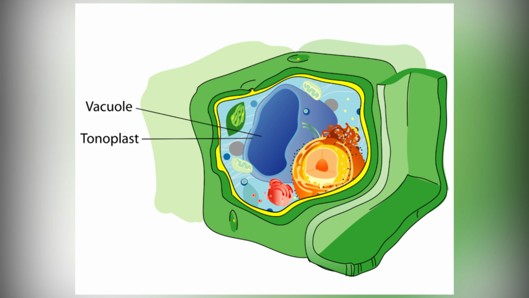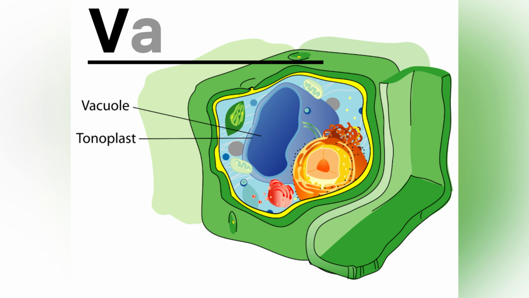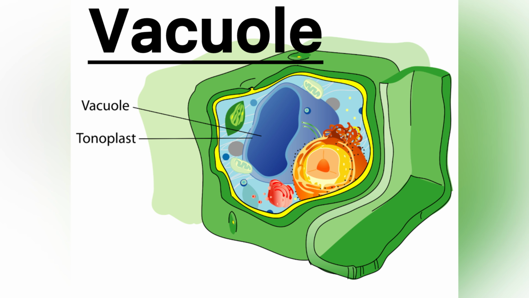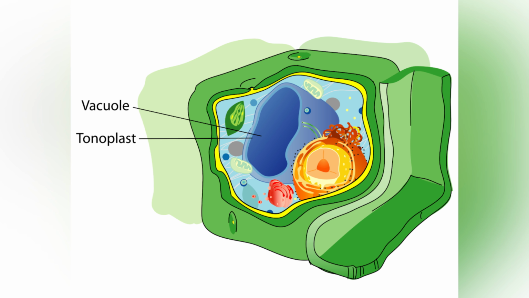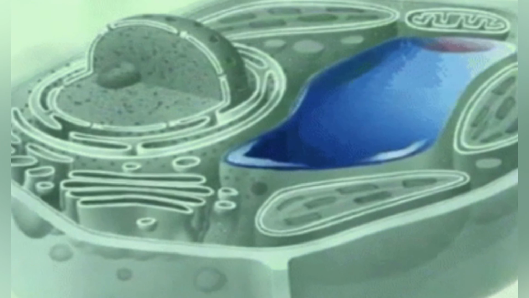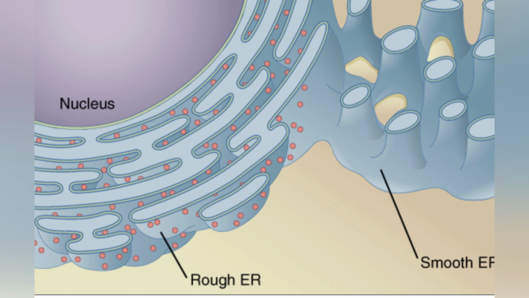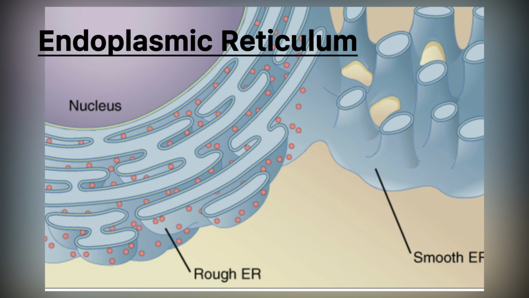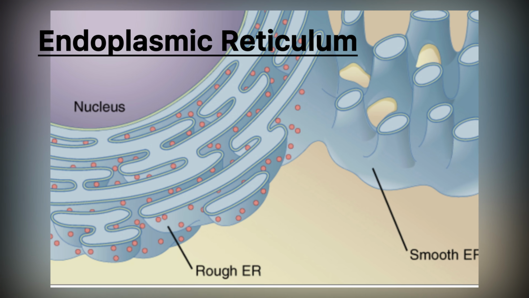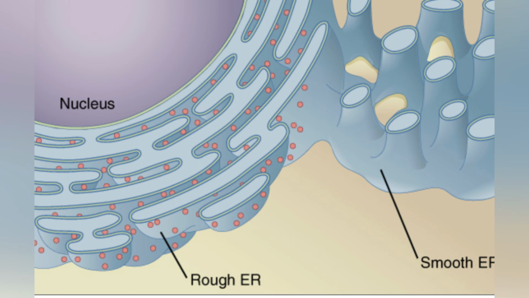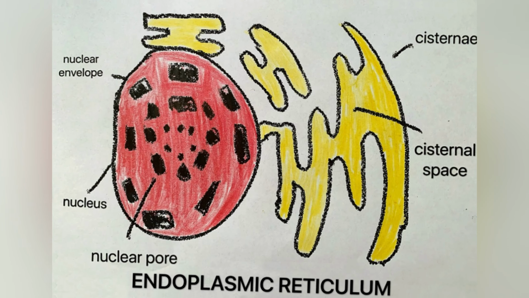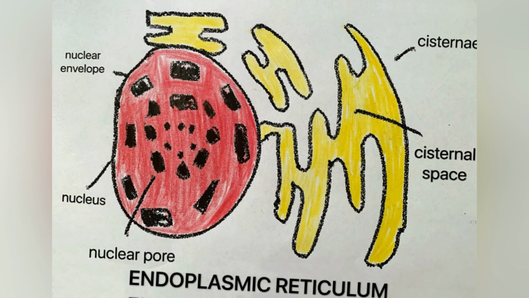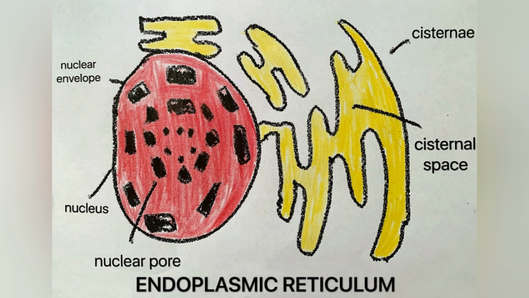Seventh one, vacuole. It's a large central sac filled with water, minerals and waste. It maintains turgor pressure to keep the plant firm. Eighth one, endoplasmic reticulum. It has two types of endoplasmic reticulum. Rough endoplasmic reticulum, which has ribosomes, makes protein. Smooth endoplasmic reticulum makes fats and oils.